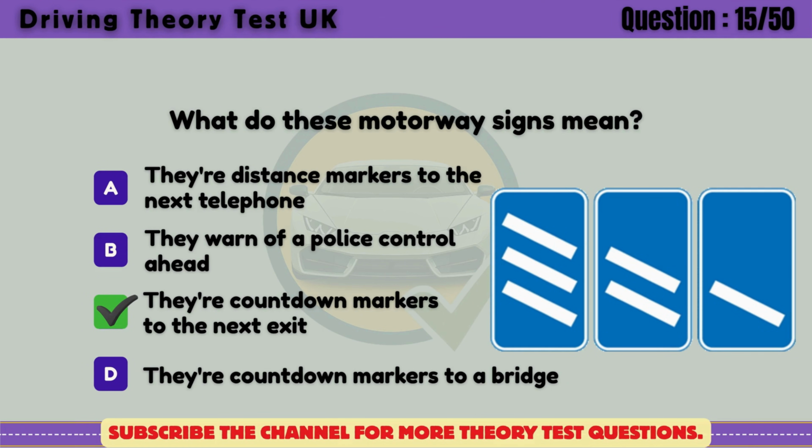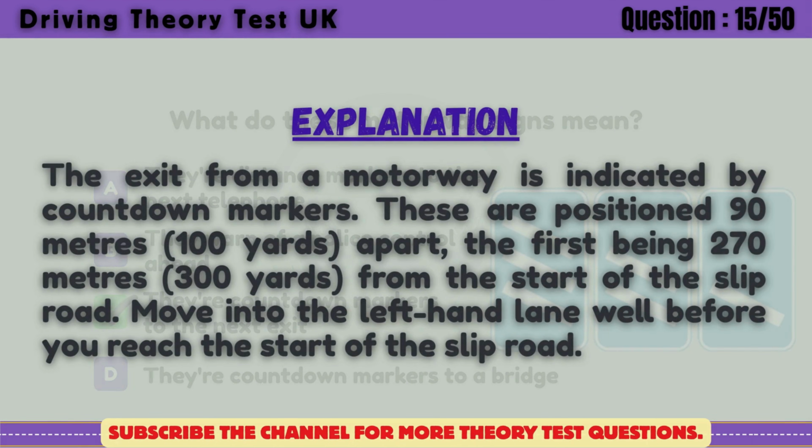Answer is C. They're countdown markers to the next exit. The exit from a motorway is indicated by countdown markers. These are positioned 90 meters, 100 yards, apart, the first being 270 meters, 300 yards, from the start of the slip road. Move into the left-hand lane well before you reach the start of the slip road.